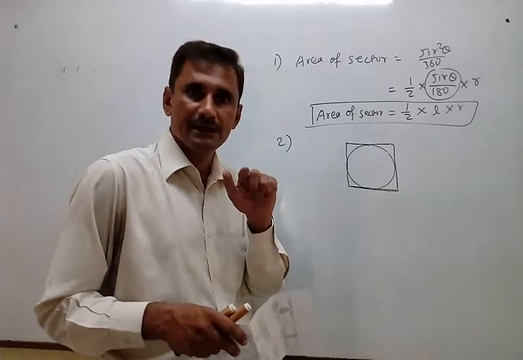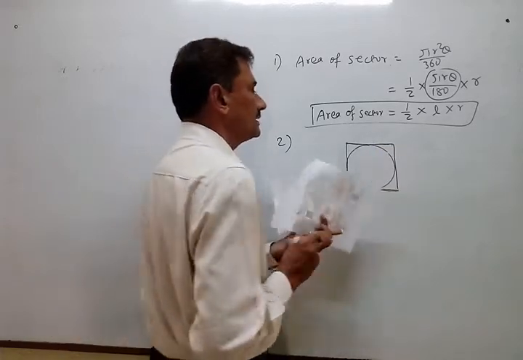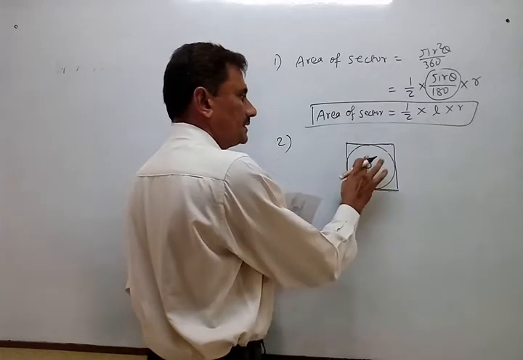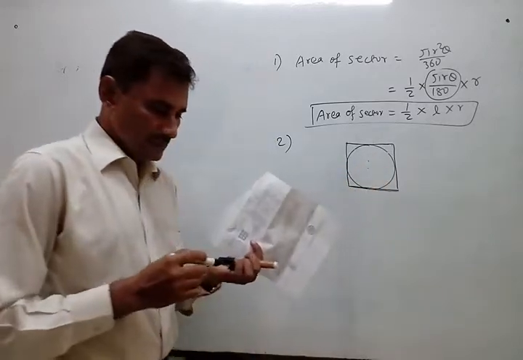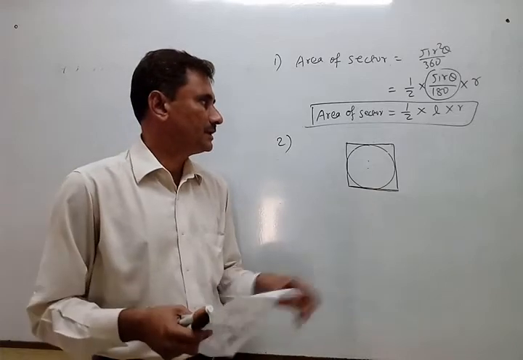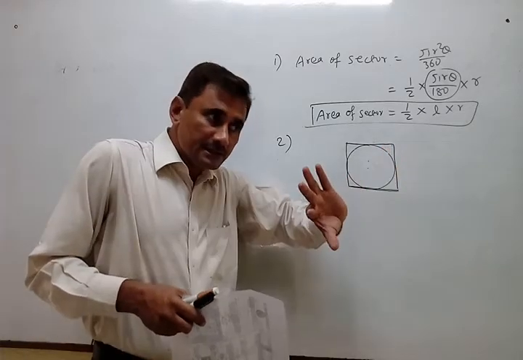Inscribed means not just inside, because inside may be like this also, but inscribed means of maximum size. So the circle is inscribed in a square. Otherwise I can say it the opposite way.